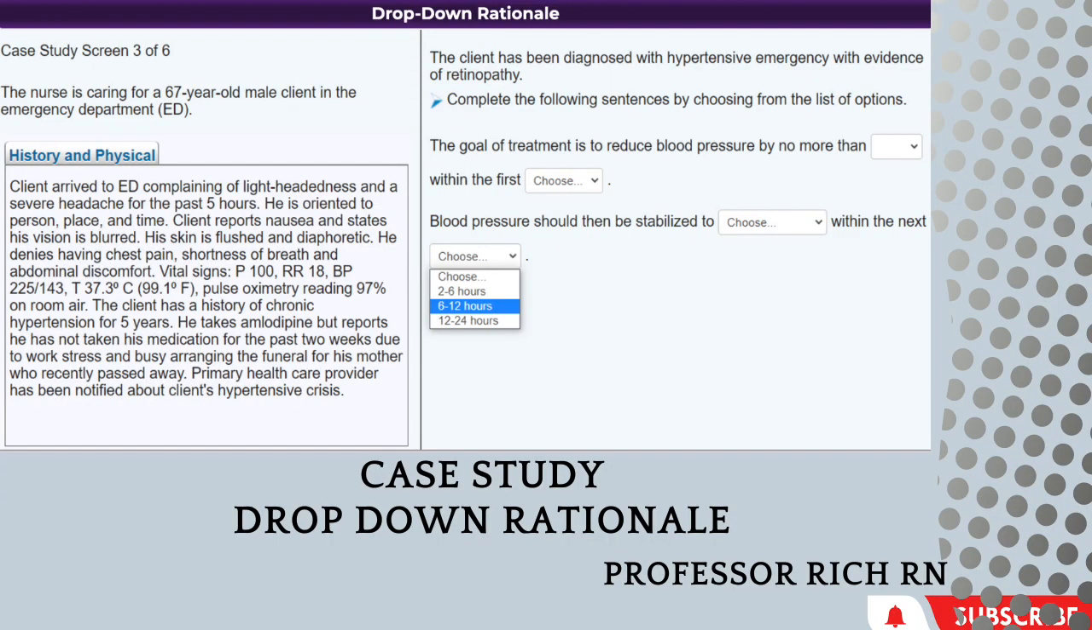As I mentioned, within these case study type questions, there are going to be multiple different item types, okay? So another example we have is called the drop-down rationale case study. Same setup. We have the case study on the right-hand side. We're caring for a 67-year-old male client in the ED. And here we have the story that we need to look through. We need to look for those clues. We need to analyze. Remember, there's a whole clinical judgment model, okay?